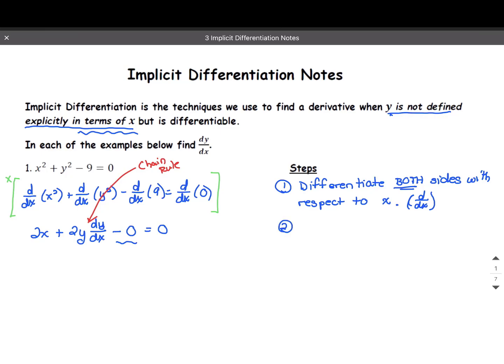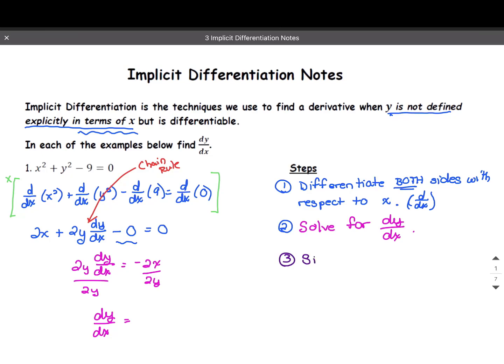Next step is to solve for dy/dx. So everything with a dy/dx is going to stay on this side, and everything without a dy/dx is going to move to the other side. Then we're going to have to divide both sides by 2y. So dy/dx equals, and don't forget to simplify. So here we're going to put step 3, simplify if possible. So this would be negative x over y. So here is our derivative.